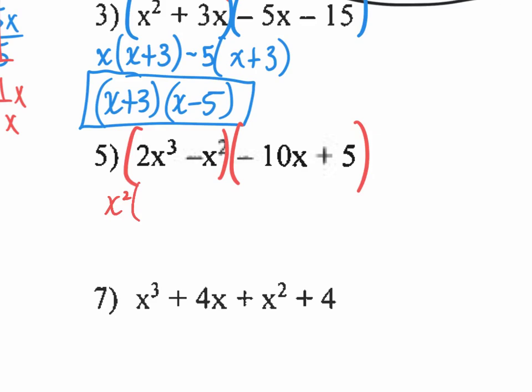So if I pull an x squared out of 2x cubed, what's left? 2x. And if I pull an x squared out of a negative x squared, or if I divide x squared into negative x squared, what's left?